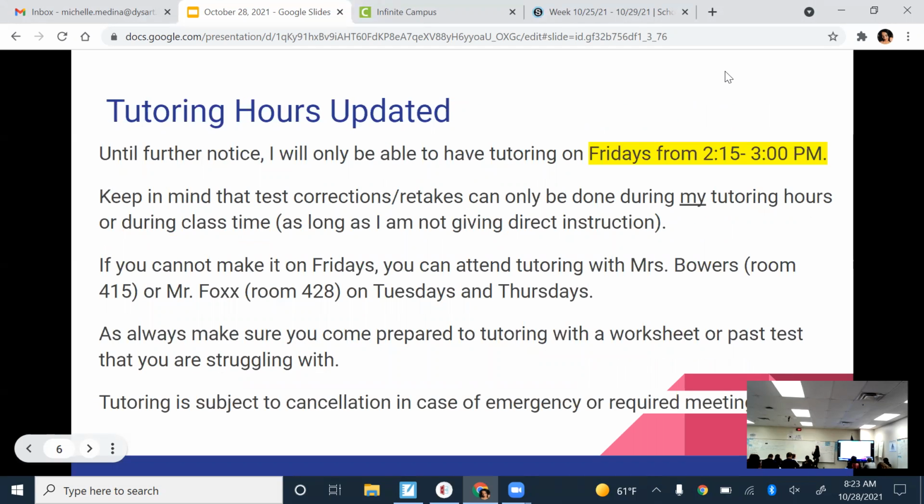I've said this all week, but because today is Thursday, I'll say it again. When are my tutoring hours? Fridays from now on. So keep that in mind. If you're planning to come today, I only have it on Fridays. If you were wanting to get tutoring today, you can go to Miss Bowers or you can go to Mr. Fox and they can help you. I mean, you can't really do test corrections or retakes in their tutoring hours, but you can get extra help if you need it. So that is available to you and the room numbers are on this slide.